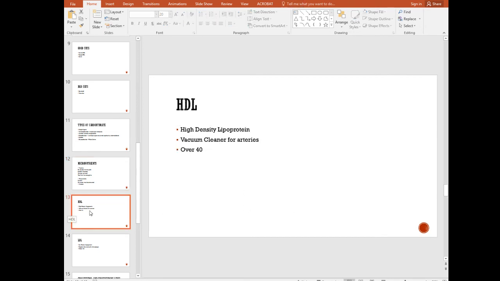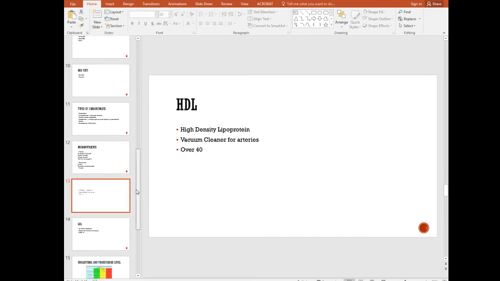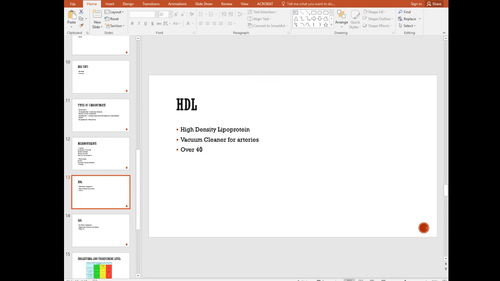So HDL, this should have really been further up, and I'll switch that around in the PowerPoint. High density lipoprotein. This is like the vacuum cleaner for the body. Cleans out the arteries. You want your HDL levels to be over 40. This is something I've struggled with. I finally got to a point where I'm only eating 3 times a day in an 8-hour window, and my HDL levels have finally gone up, and they're finally up in the upper 50s. So I think I figured that part out in my diet.